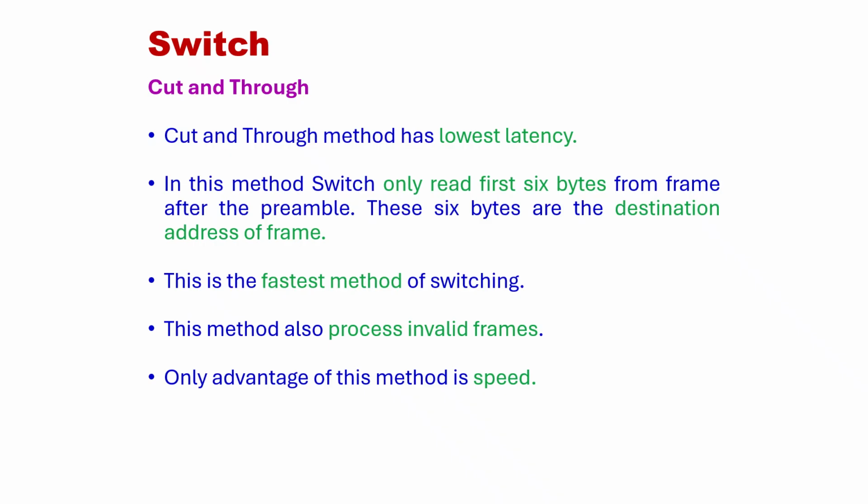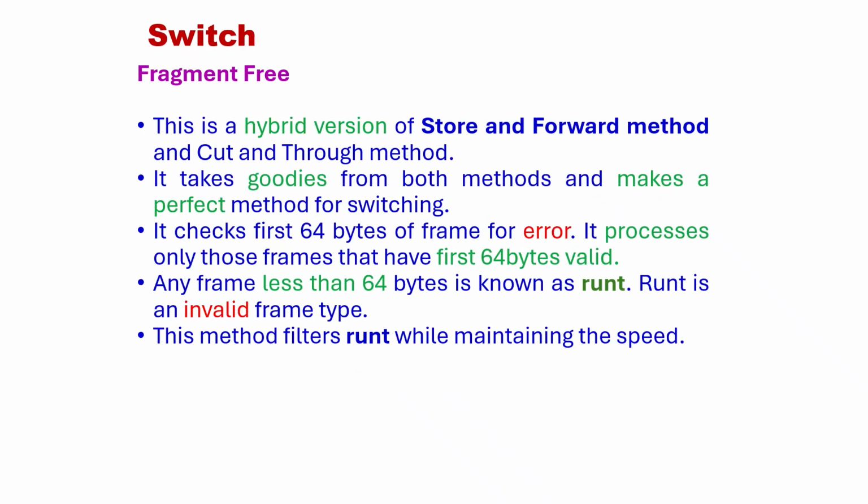If you look at the first method, it drops invalid frames. But since this one is reading very fast, it is not checking whether the frame is valid or invalid, so it also tends to process invalid frames, which is one of the drawbacks here. The only advantage of this method is speed, because it just checks the destination and pushes the data there.